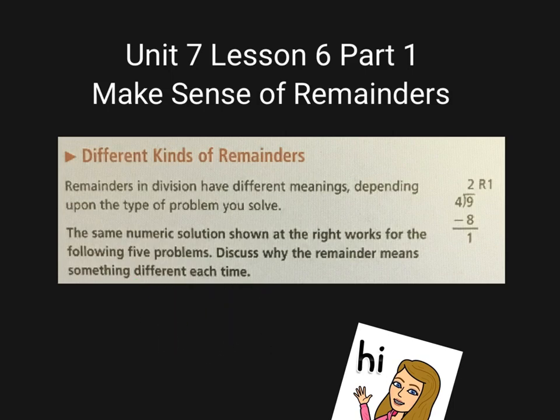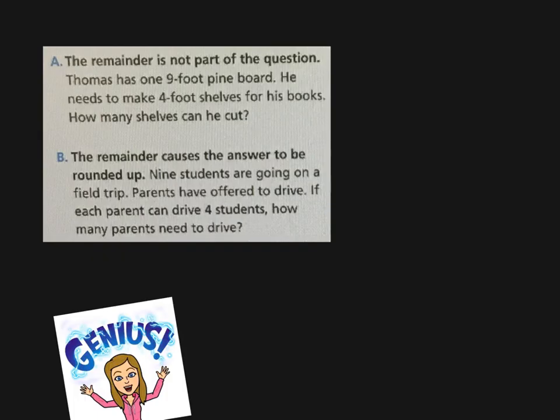So the next slides, I'm going to show you a couple of different ways that a remainder can be used. So here we have 2 possible ways a remainder could be used. The first is that the remainder is not part of the question. It essentially just gets ignored. So it says Thomas has one 9-foot pine board. He needs to make 4-foot shelves for his books. How many shelves can he cut?